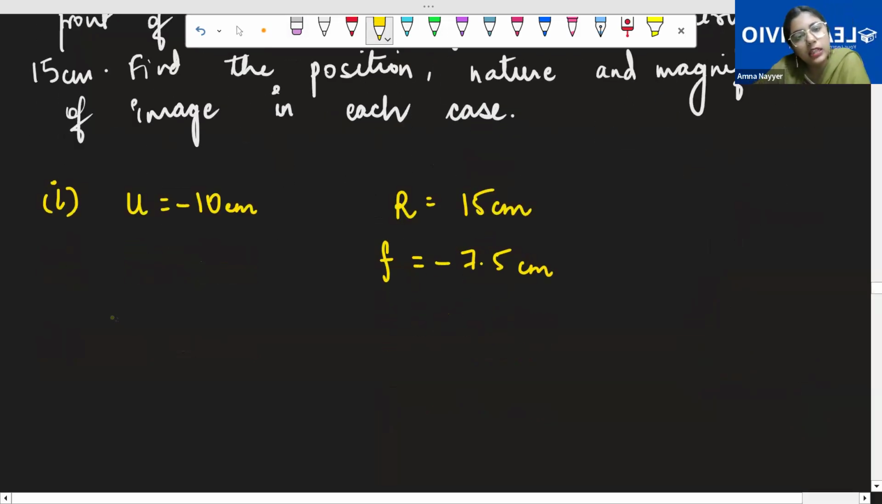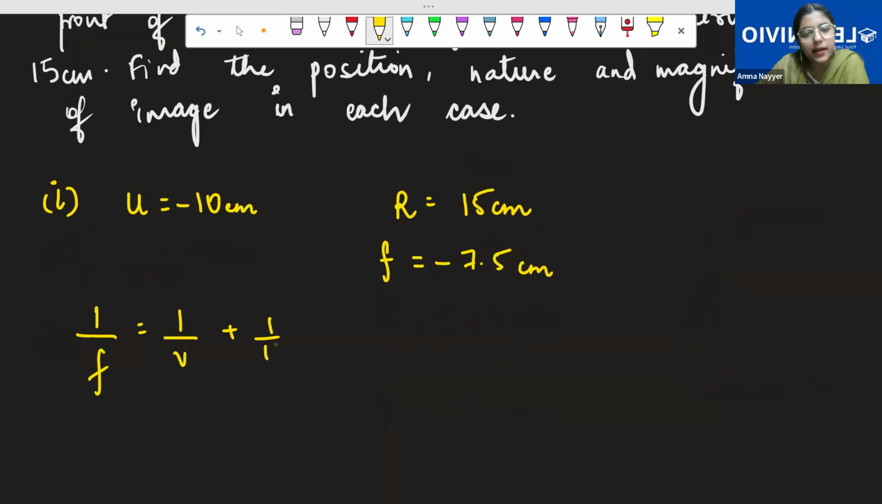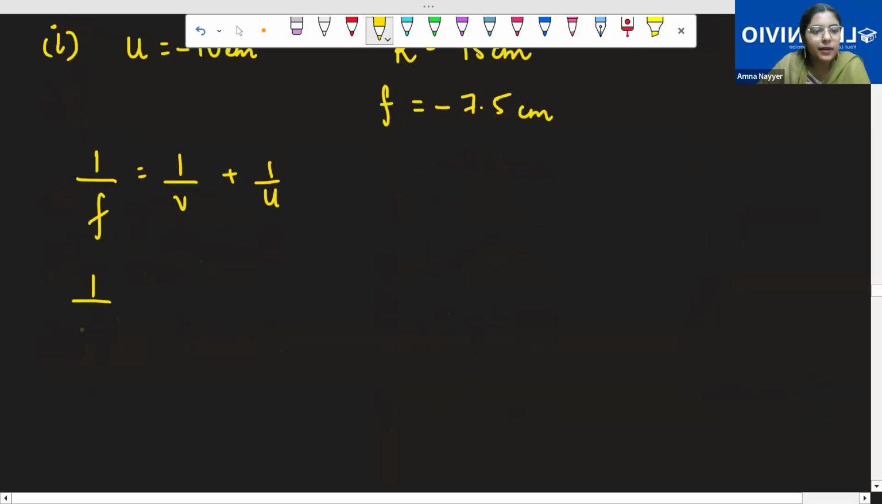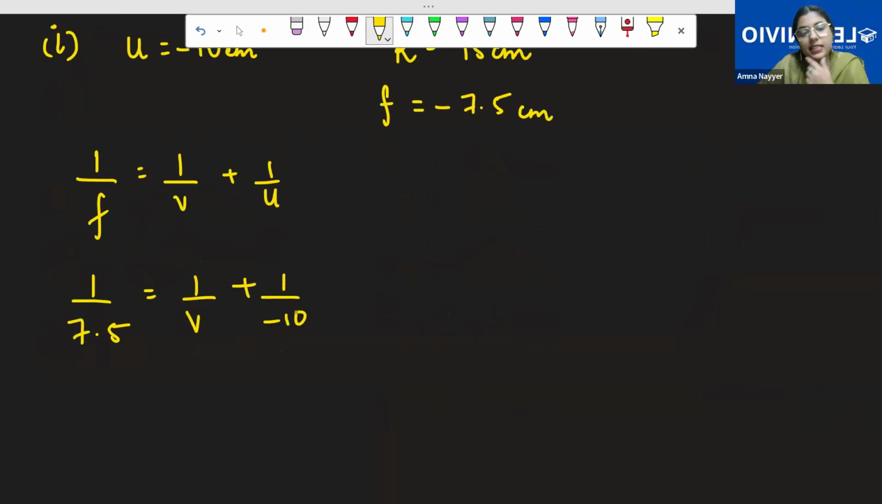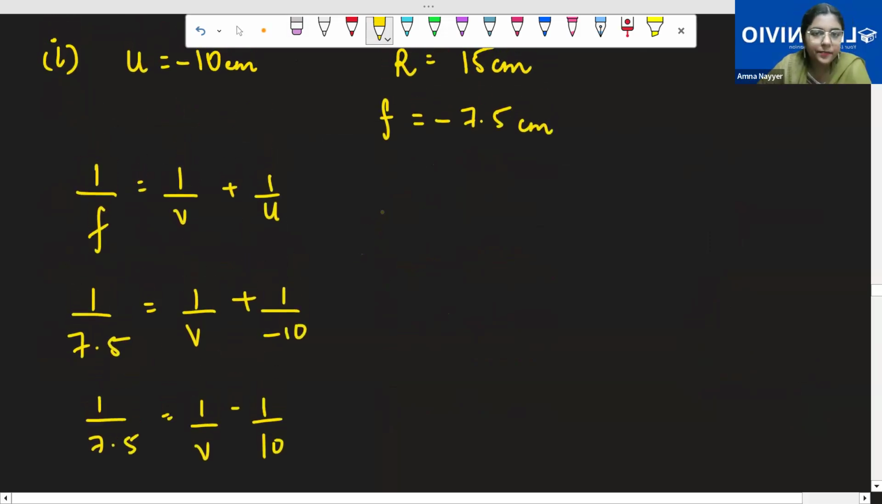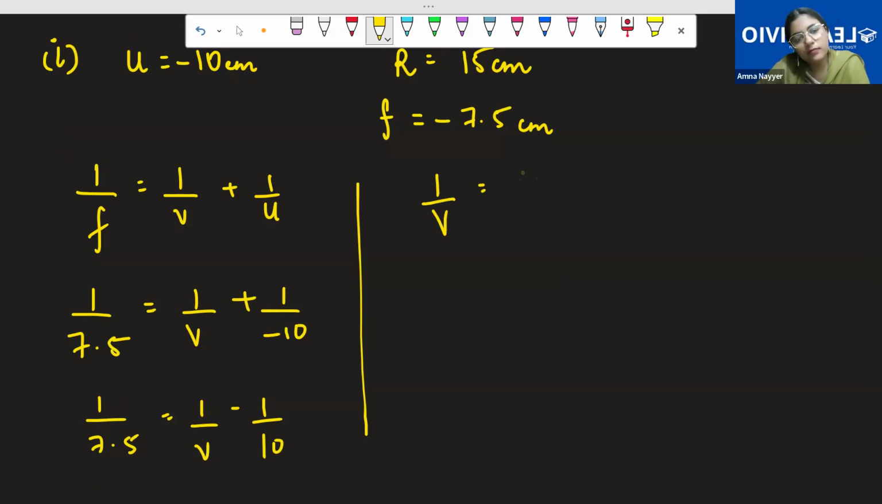See, if I take 1 by f is equal to 1 by v plus 1 by u, that makes this 1 by 7.5 is equal to 1 by v plus 1 by minus 10. So this is 1 by 7.5 equal to 1 by v minus 1 by 10. So this goes on the opposite side. This will be 1 by v is equal to, f is also negative, so this will be 1 by 10 minus 1 by 7.5.